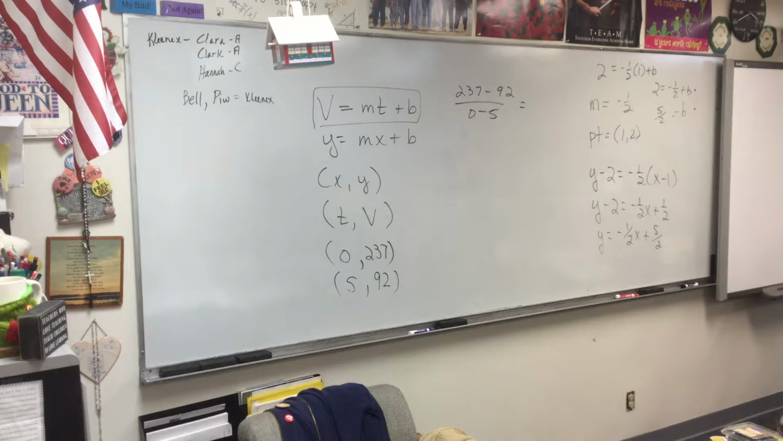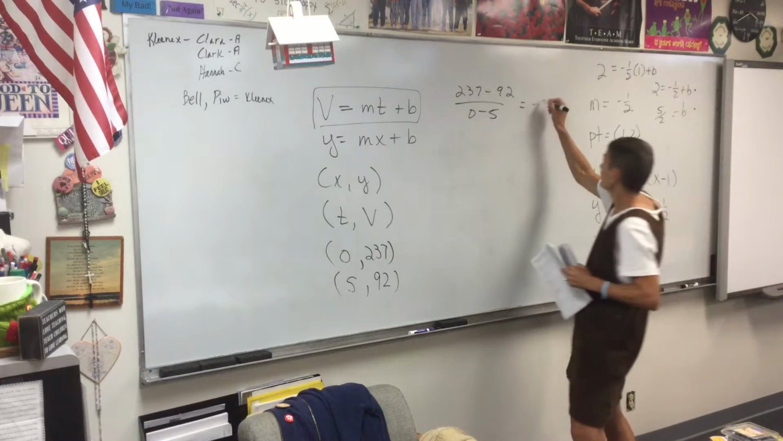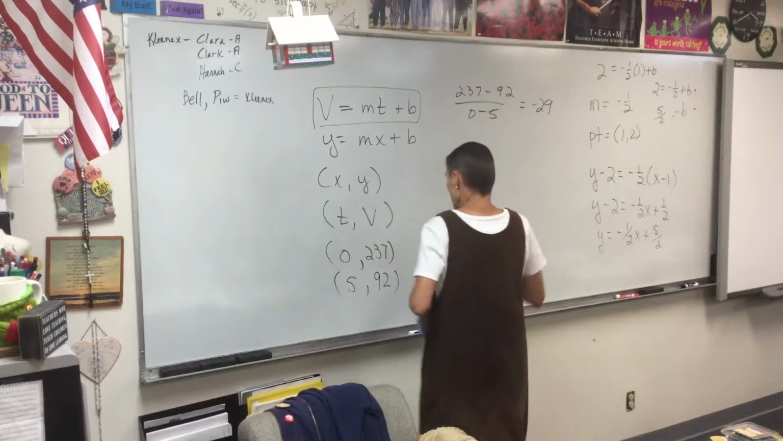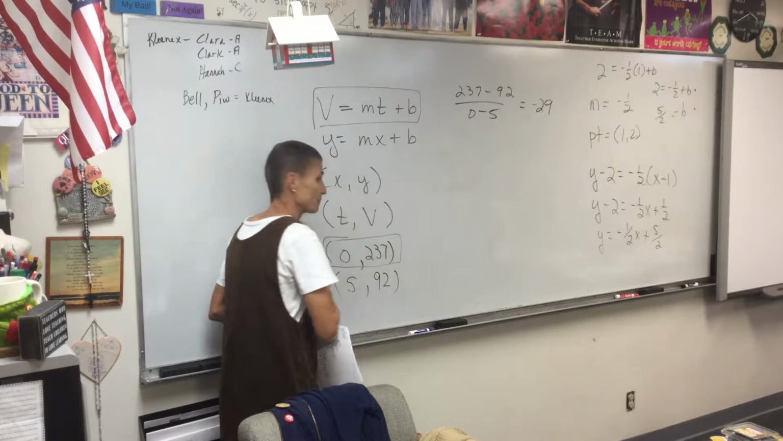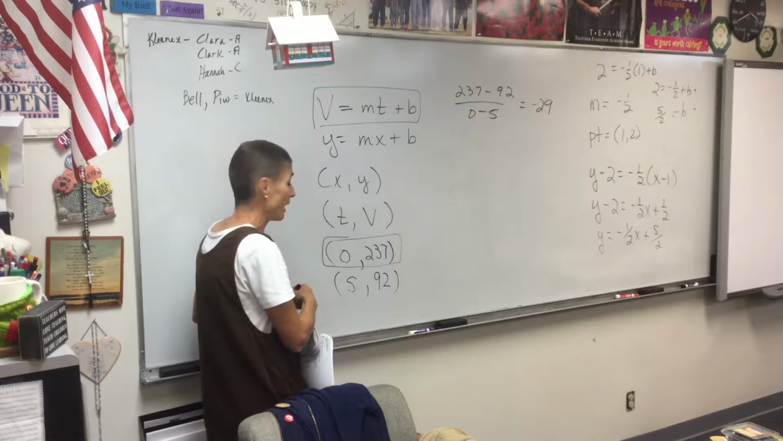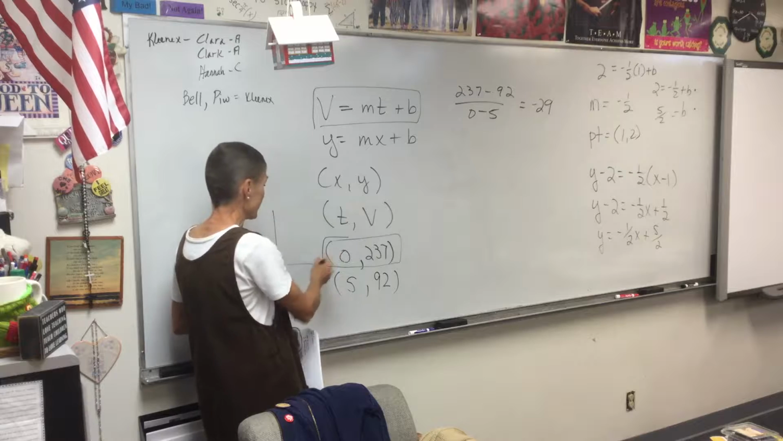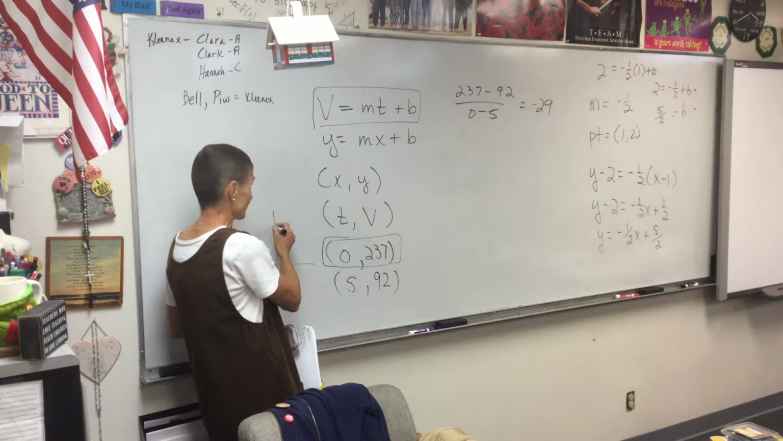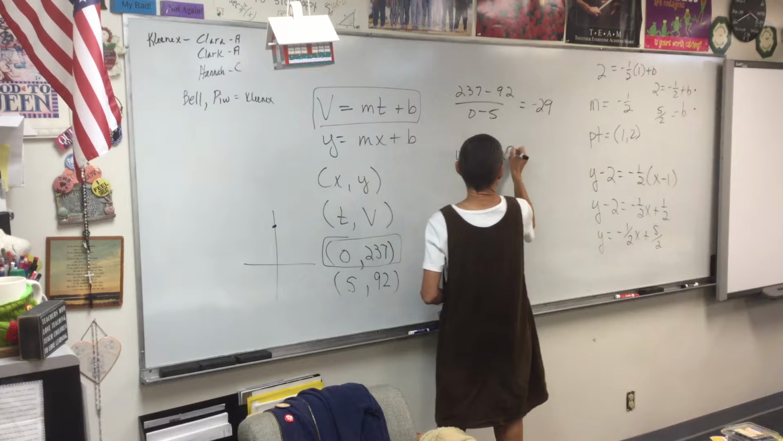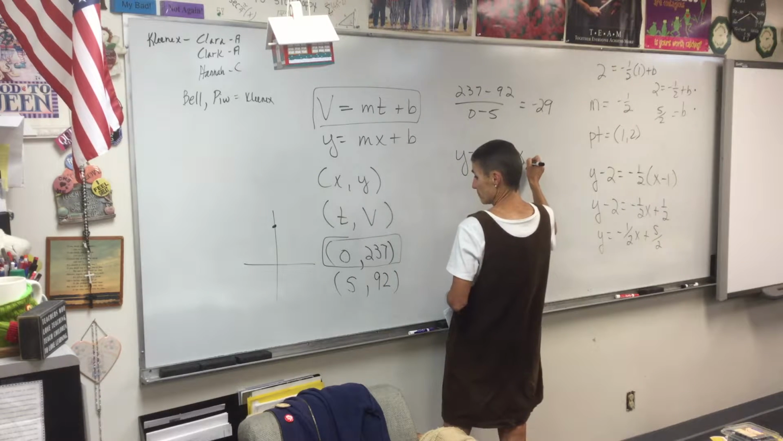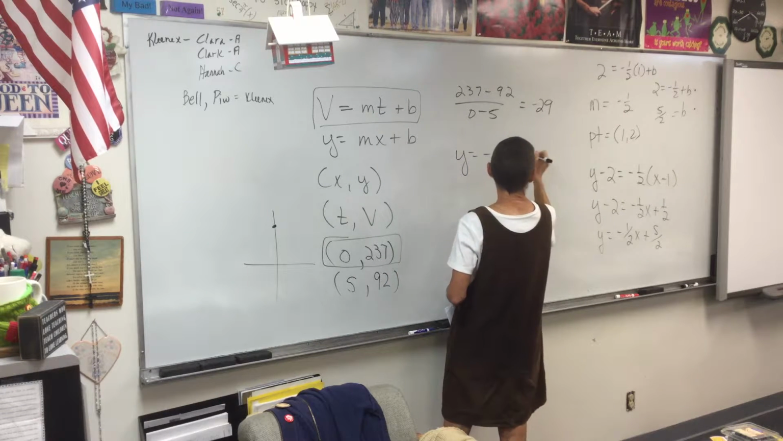-29? All right, I'll take your word for it, thank you. Now, interestingly enough, see this point right here? That's the y-intercept. How do I know it's the y-intercept? Where is it if I graph it? On the y-axis. So my line is negative 29x plus 237.